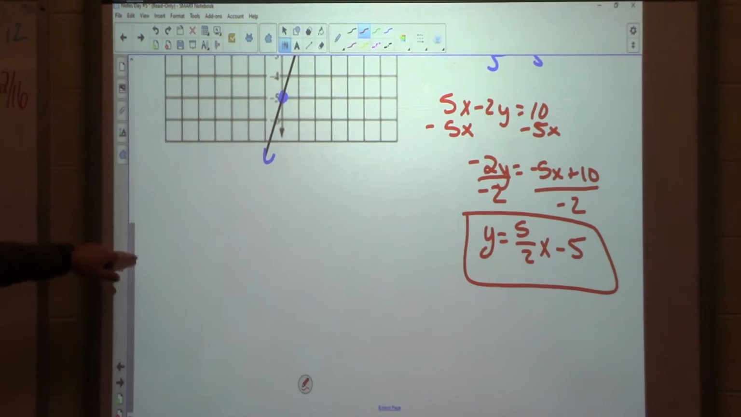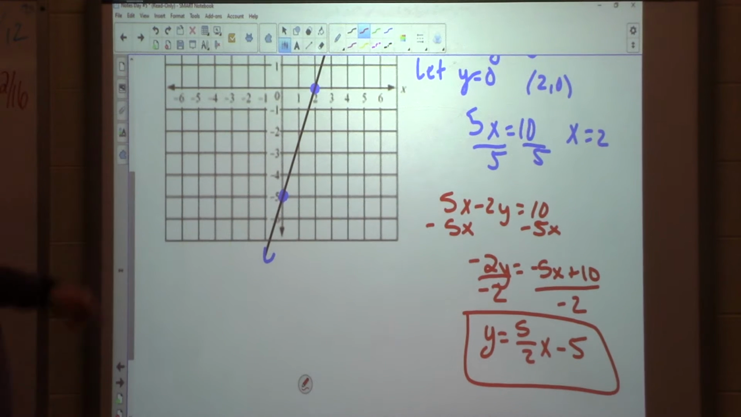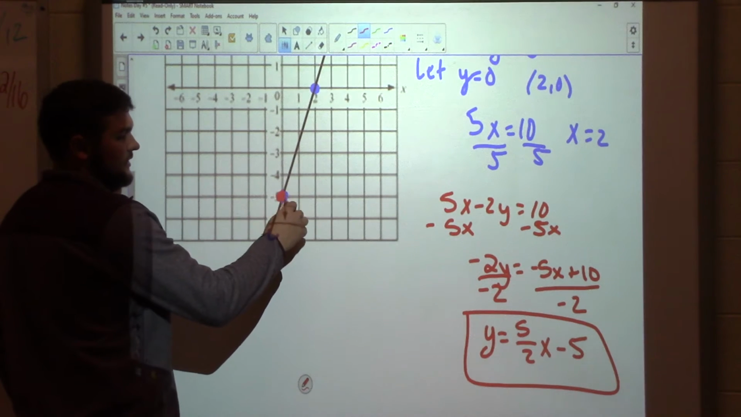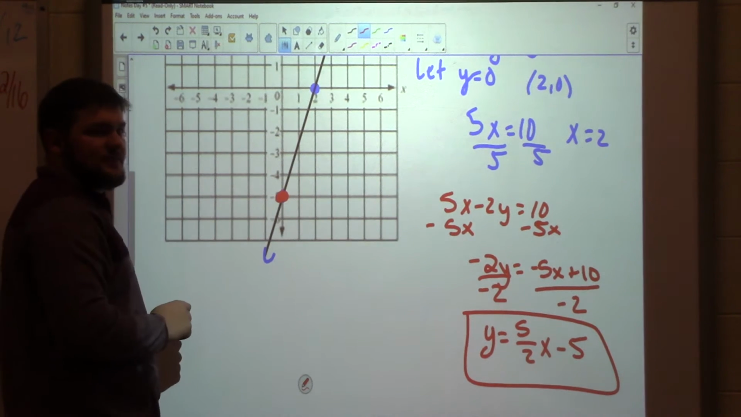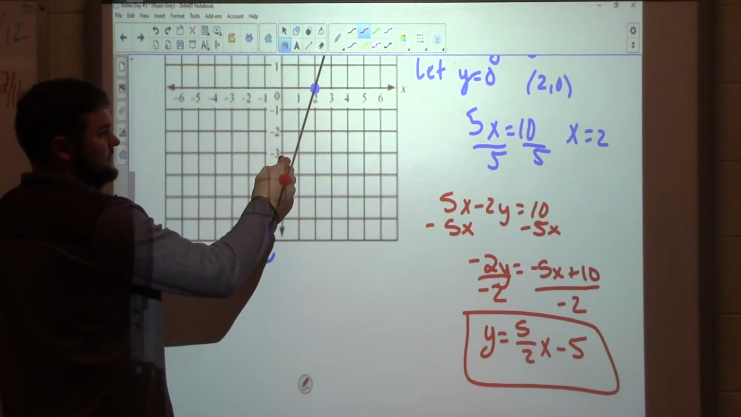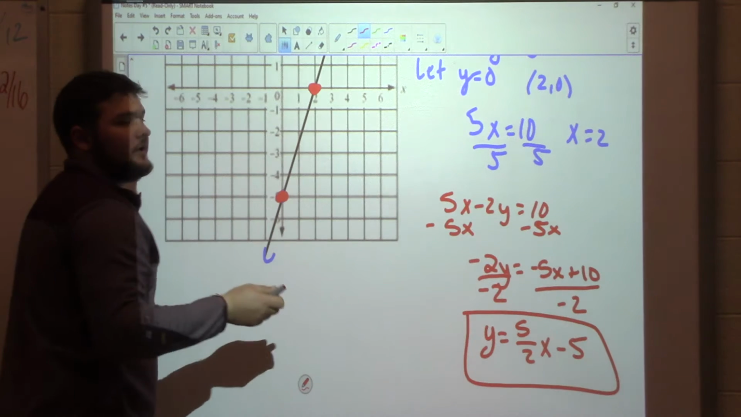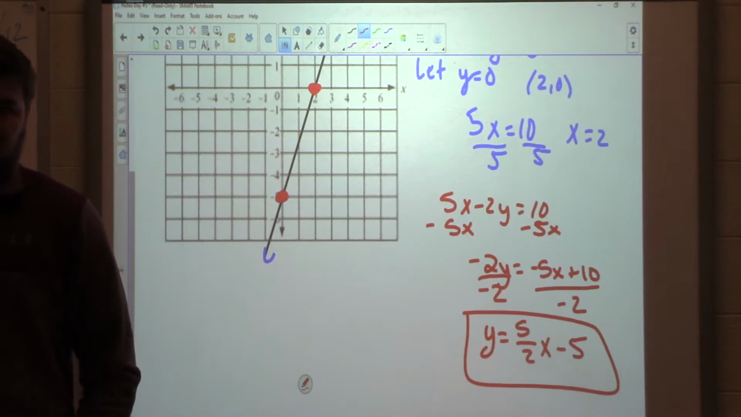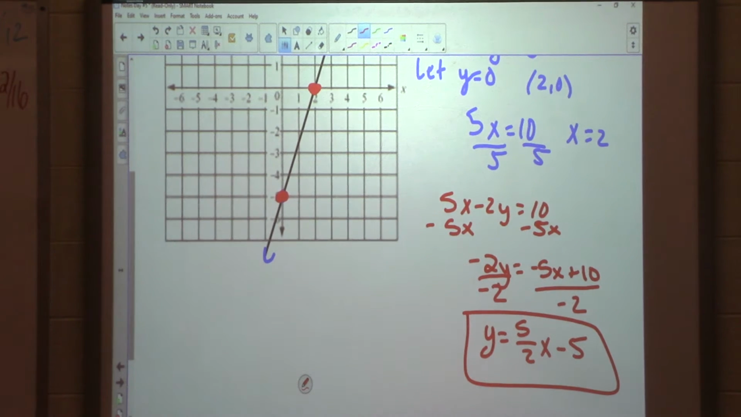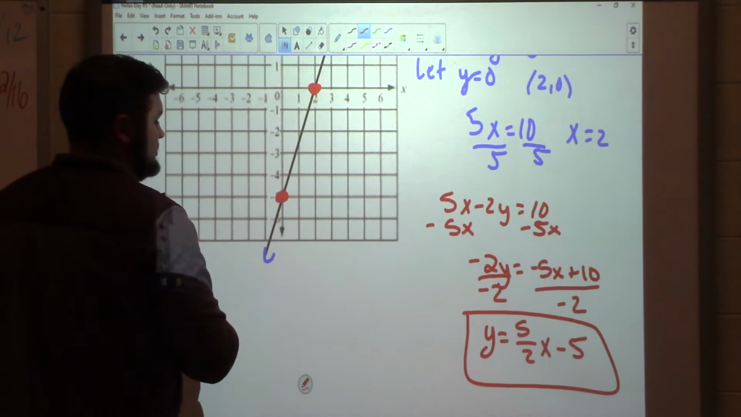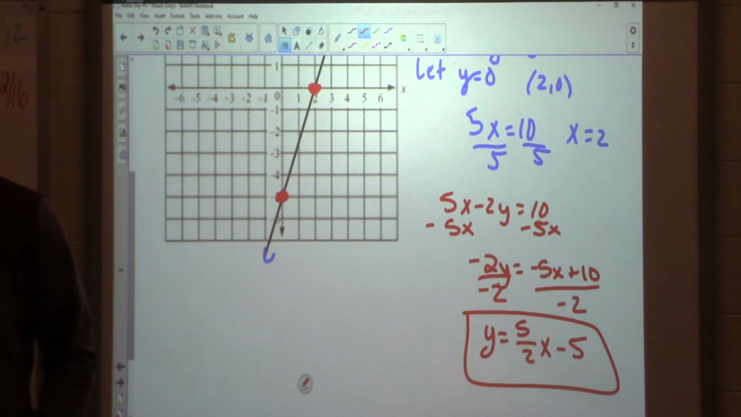So with that, I would take my y-intercept, negative 5. I'd put a point. My slope is 5 halves, so I go up 1, 2, 3, 4, 5 over 1, 2. Weird, it works out to be the same points. Probably a good thing, right? So, draw your line, put your arrows in.